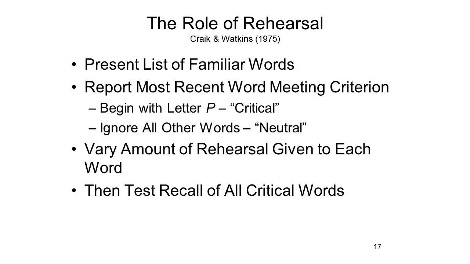For example, to detect any word that began with the letter P, and to be able to report on demand the most recent word that met that criterion. Whenever a new P word appeared, they could forget the previous one, and they could also forget all the intervening words that did not begin with the letter P. Craik and Watkins also varied the number of non-critical items, that is, items that did not begin with the letter P, between the critical items that did begin with the letter P. Thus, in effect, they varied the amount of rehearsal devoted to each target P word. After going through the entire list, the subjects were surprised with a recall test in which they were asked to remember all the critical words on the list, in this case, all the words that began with the letter P.